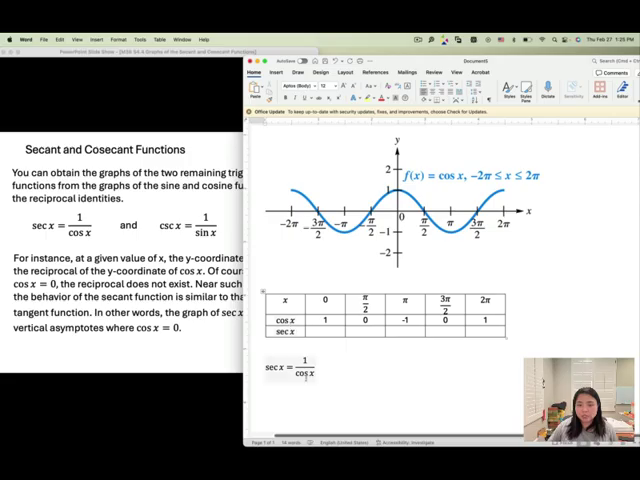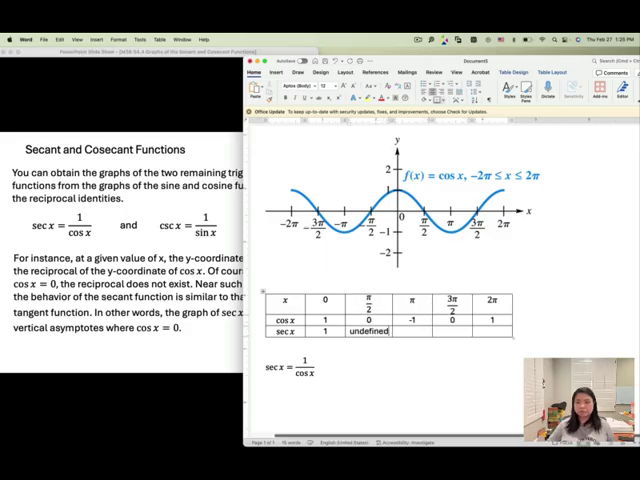Now we're going to use this table to graph the secant x. When cosine x equals 1, then secant will be 1 here. When x equals pi over 2, cosine pi over 2 will be equal to 0, so at this point it will be undefined. When x equals pi, cosine pi will be negative 1, so I still get negative 1 here. One more time, 1 over 0 will be undefined, and this is going to be equal to 1.